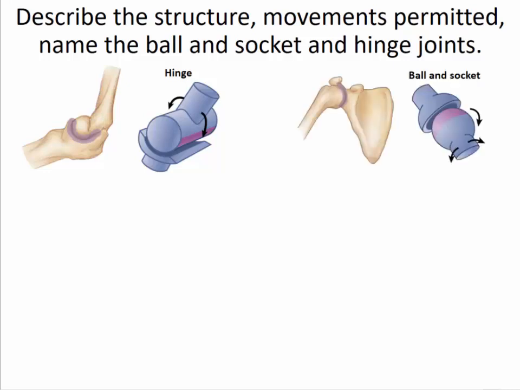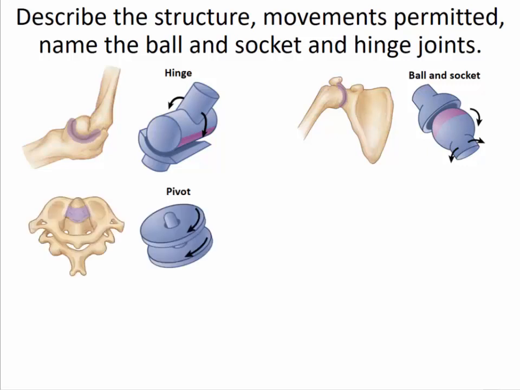The ball and socket joint is a bone with a ball-shaped head, and it articulates with a cup-shaped socket. We find this type of joint, as is shown here, in the shoulder, but the hip is also a ball and socket joint. There are other types of joints here. Pivot joints, as we saw in the atlas and the axis. There's rotation allowed through this type of joint.